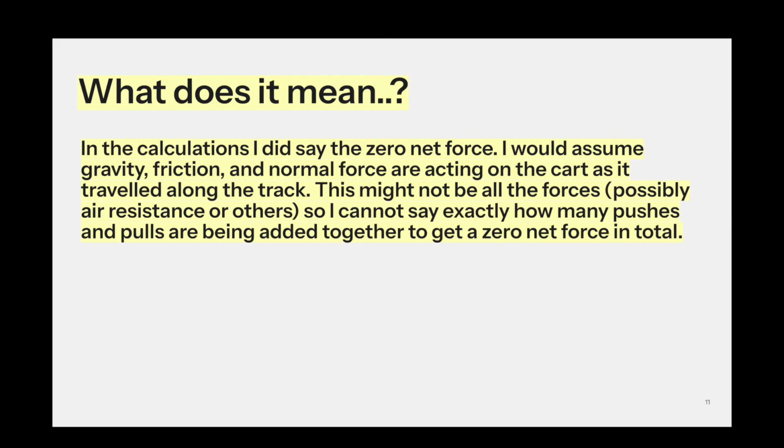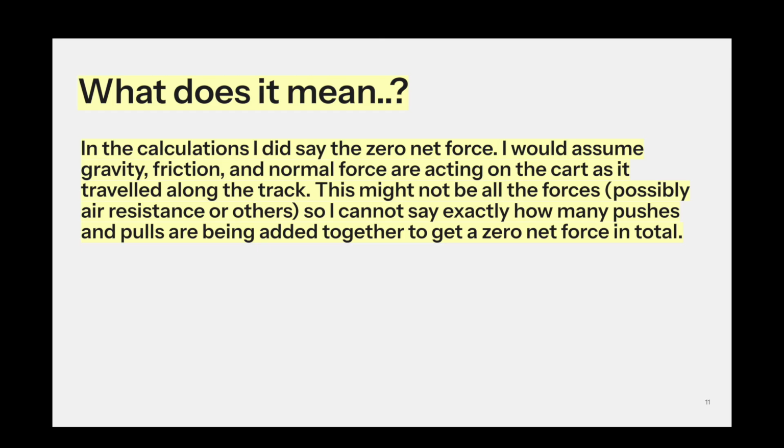So what does it mean? In the calculations, I did say that there was 0 net force, and I would assume gravity, friction, and normal force are all acting on the cart as it traveled along the track. However, this might not be all of the forces, because there could possibly be air resistance or others that we have not discussed in class. So I cannot exactly say how many pushes or pulls are being added together to get a net force of 0 in total.